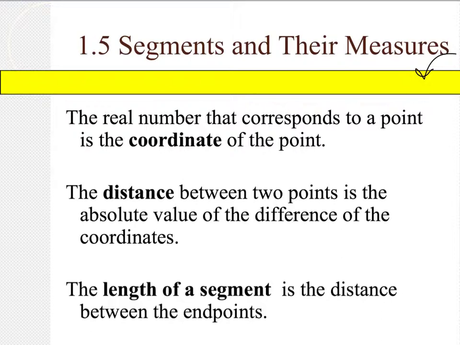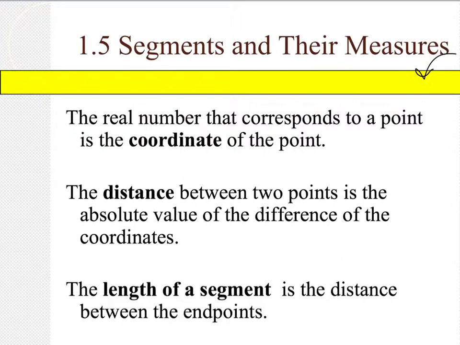All right, so the very first one, it says the real number that corresponds to a point is the coordinate of the point. And that coordinate can be on a number line, it can be on a graph, on a grid. It just depends on what we're talking about. Today we're going to be talking about number lines. So a coordinate is going to be the exact point and the real number that corresponds to that point.